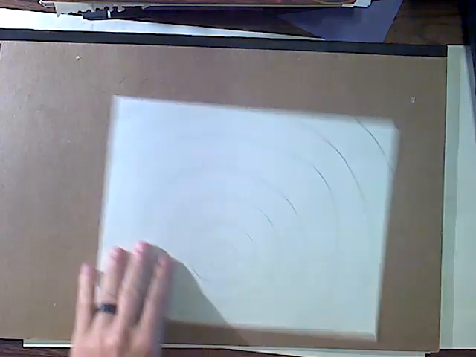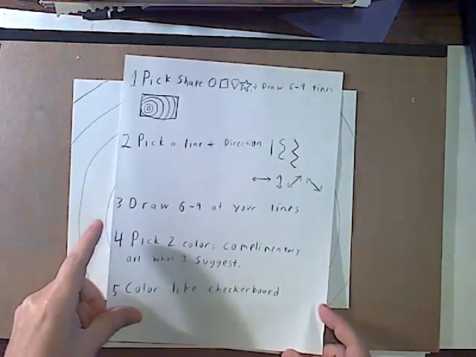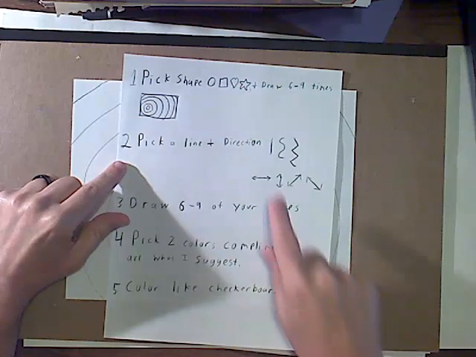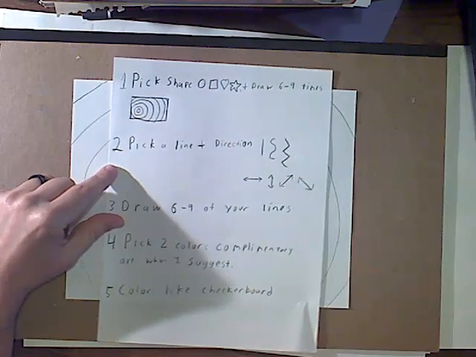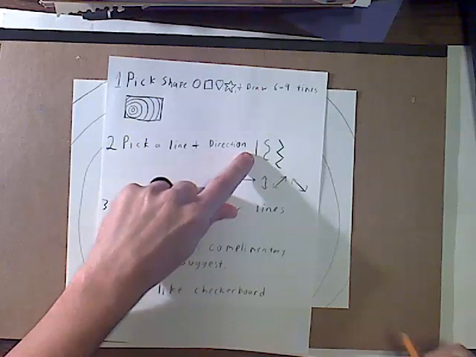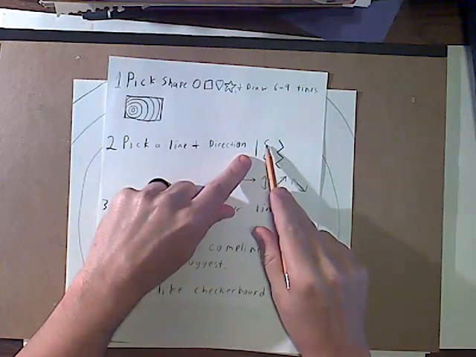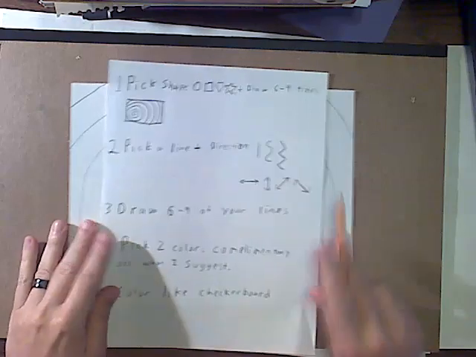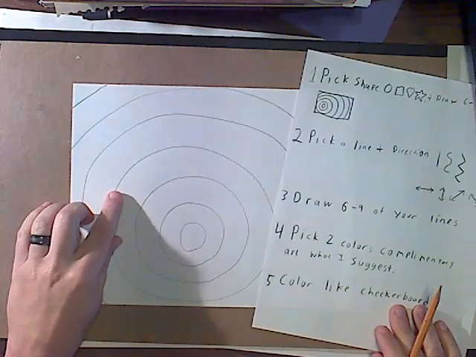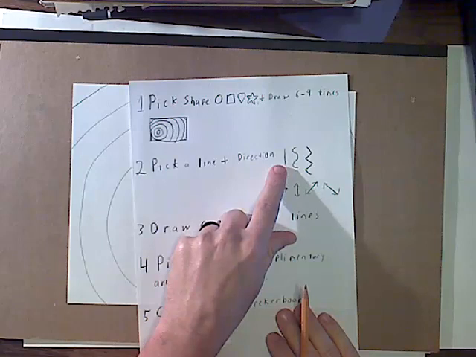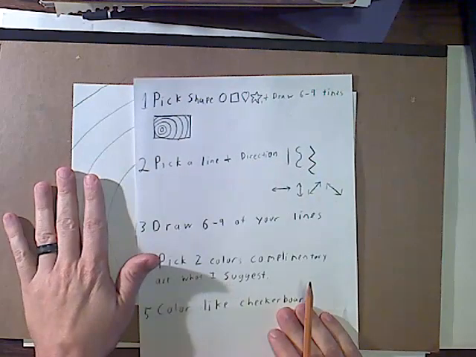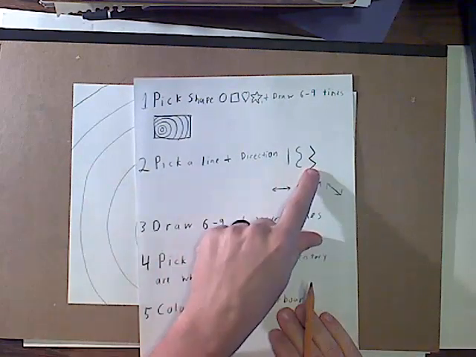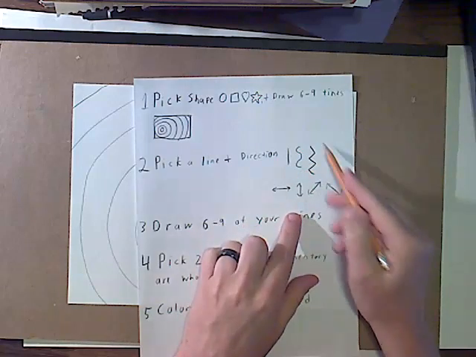Now, if you remember, the next step was to pick a line and a direction. So pick a line and a direction. Now, when I say line, I mean pick either a straight line, a wavy line, or a zigzag line. Okay, if you're doing a curve, it might be nice to do a straight line. Any of these would work. It'll work just fine. But you might not want to focus on this zigzag. This is the hard one.